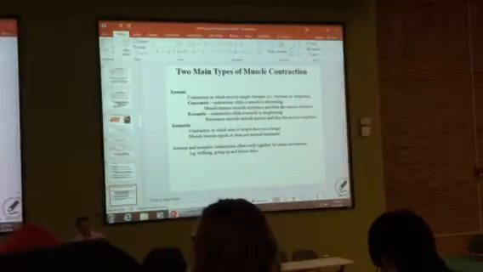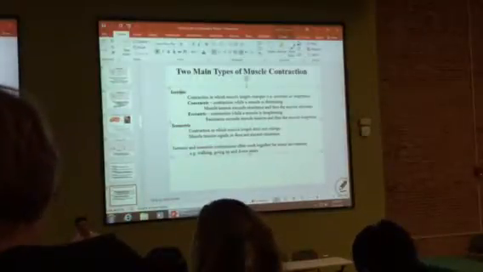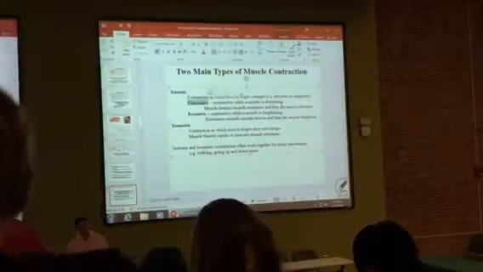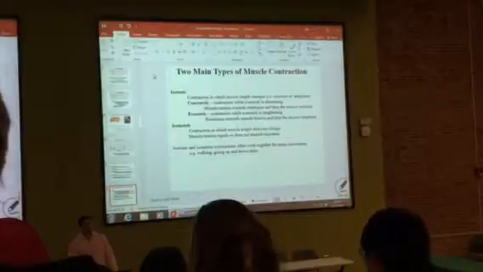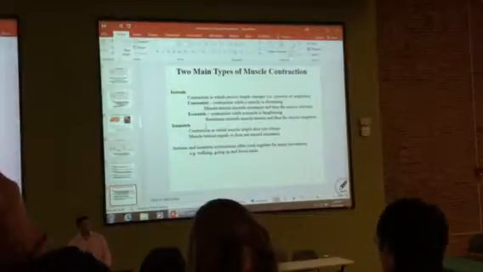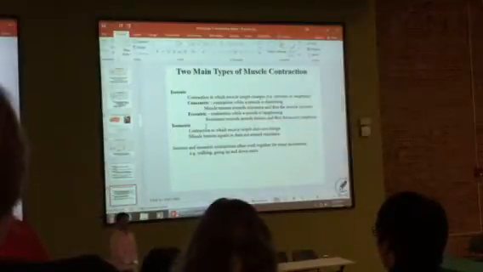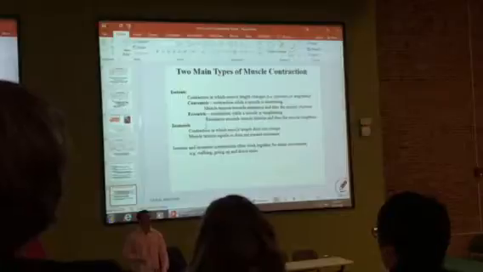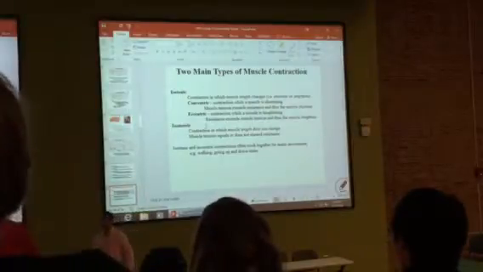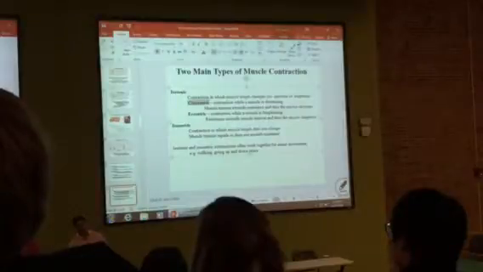So, 2 types of muscle contraction, isotonic, isometric. Let's do isotonic first. There are actually 2 phases, 2 types of isotonic contraction, concentric, eccentric. And what do these things mean? So, we'll just keep it simple right now. I'll take my water bottle. I want to take this water bottle and I want to move it towards my face. I just did an isotonic contraction, specifically concentric contraction.